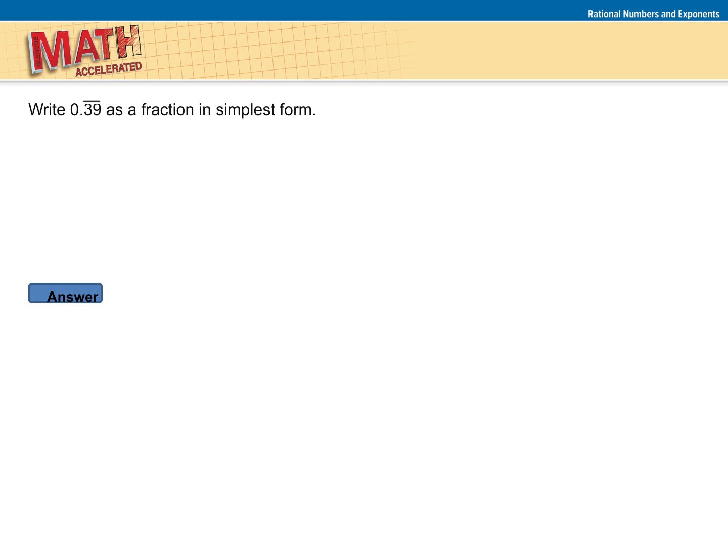Here, we have 0.39 repeating. How many digits are repeating? 2. We have 2, right? 39 is repeating. So, how many zeros do we need? If 2 are repeating, how many zeros do we need? We need 2. So we have n equals 0.393939. Everyone write that out.